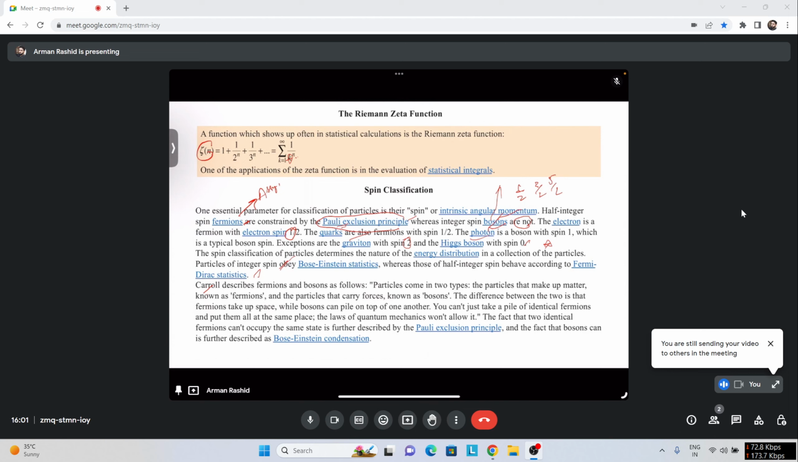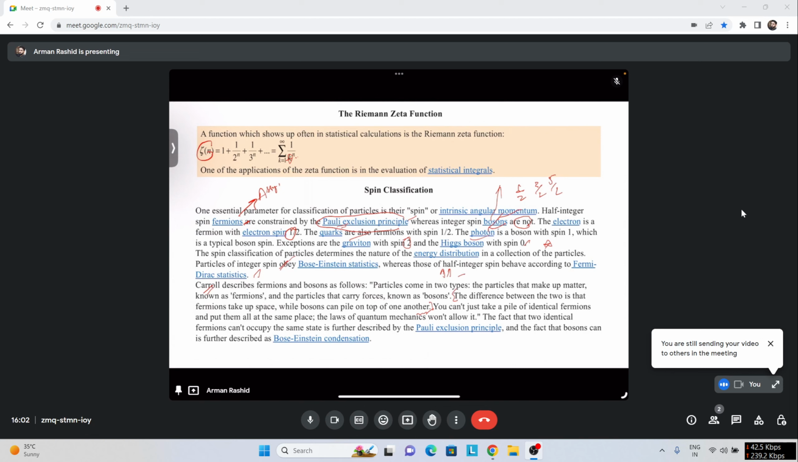Okay, the difference between the two is that fermions take up space, whereas bosons can pile on top of one another. Okay, so this is the most important thing. If you take one fermion with one spin, you cannot take another fermion nearby, because Pauli's exclusion principle applies. But in the case of bosons, it's not the case. They can pile over one another.